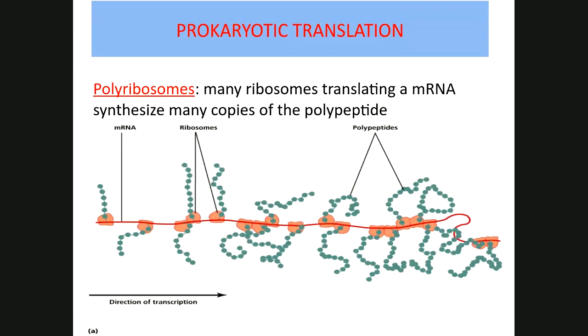Polyribosomes, again in prokaryotes: more than one ribosome is translating a messenger RNA because we need many copies of a protein, and so we create what are called polyribosomes.